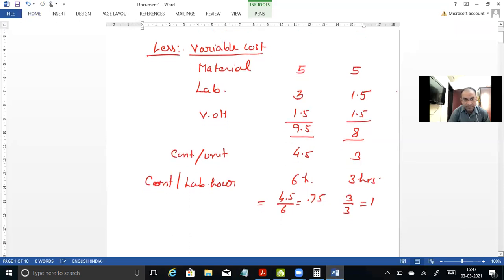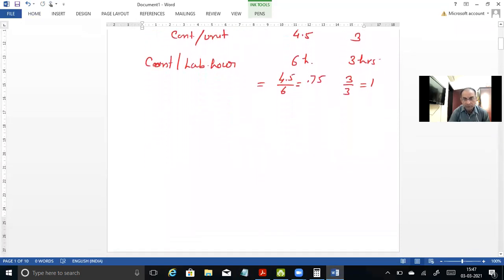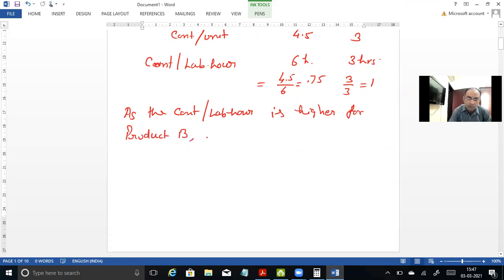Okay, so here we will write that as the contribution per labor hour is higher for product B, it will be more profitable.